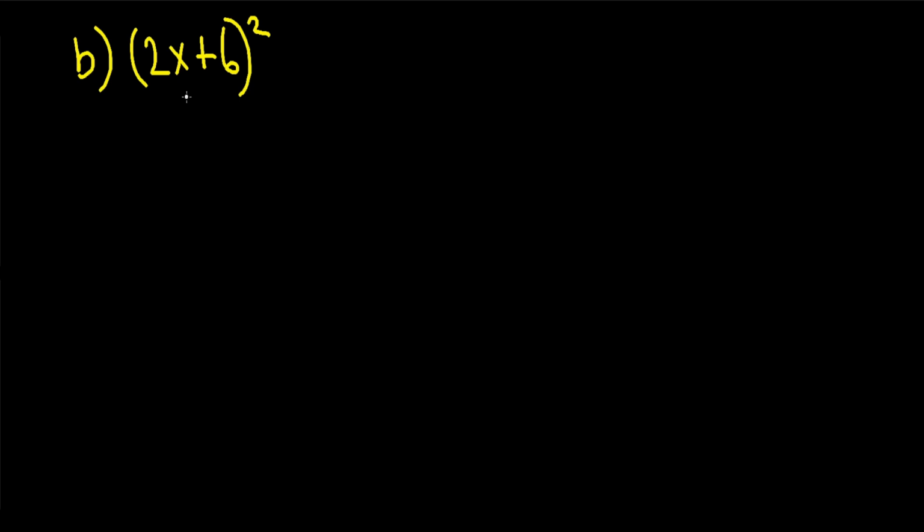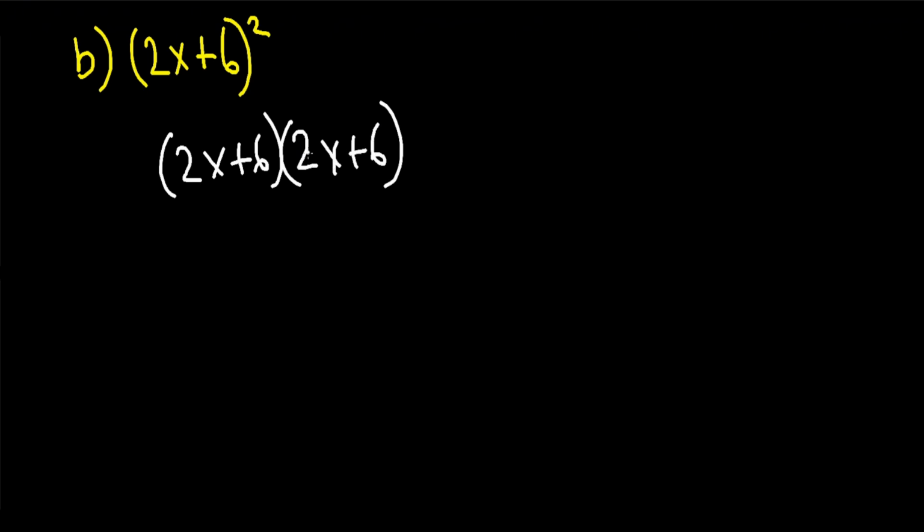Now, if you watched our previous videos on exponentiation, remember that the definition is just a to the power of n is just a multiplied by itself n amount of times. So in this case, a is what's inside the brackets, 2x plus 6, multiplied by itself twice. So this can be rewritten as 2x plus 6 multiplied by itself twice. So 2x times 2x is 4x squared. 2x times 6 is 12x. 6 times 2x is also 12x. And then 6 times 6 is 36.